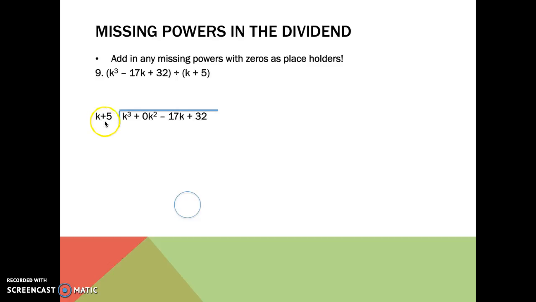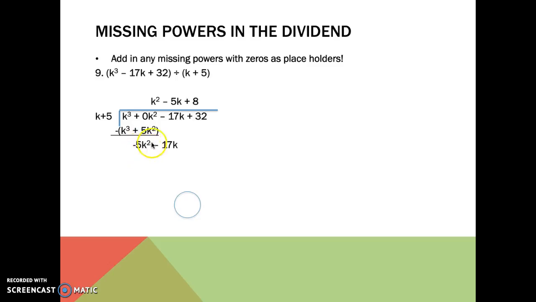So we have k plus 5 on the outside of our division sign. We put k to the third plus, we're going to put in a 0k squared, and that's what it's talking about, adding in any zeros as placeholders, minus 17k plus 32. Well, I'm looking to get rid of this first k cubed, so I'm going to multiply these first two terms by k, because I only multiply 2 at a time since I have 2 terms in my divisor. So k squared times k equals k cubed. And then k squared times 5 equals 5k squared. So I'm going to subtract that from above.